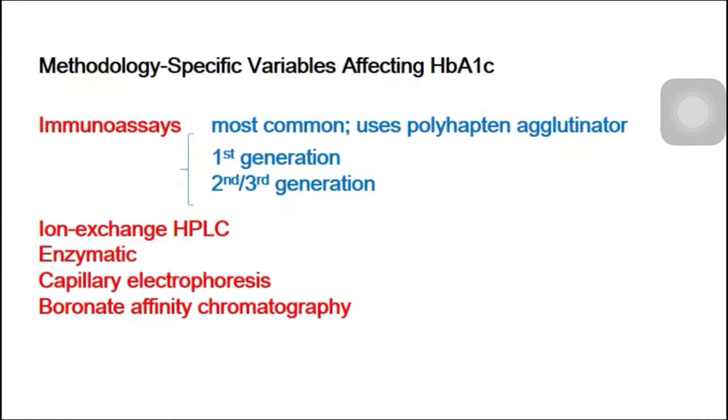So, these first-generation immunoassays po used antibodies po that recognize amino acids 4 through 10 of the beta globin chain po. And they are susceptible to interference po from hemoglobin S, hemoglobin C, and other common hemoglobin variants that span this epitope. However, we have yung secondary or second or third generation assays po. Naman, they use antibodies that bind to amino acids closer to the N terminus po. And they are not affected po by the most common hemoglobin variants po.